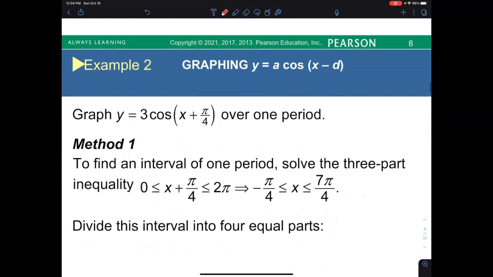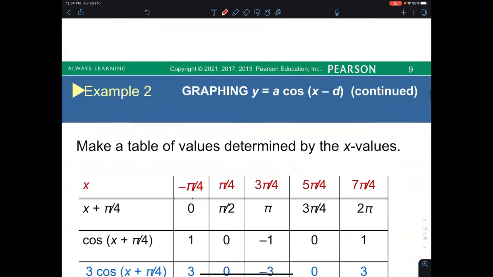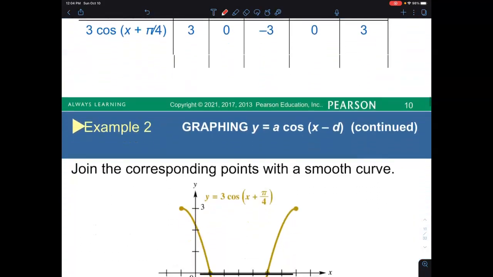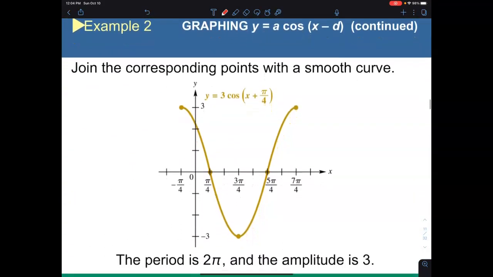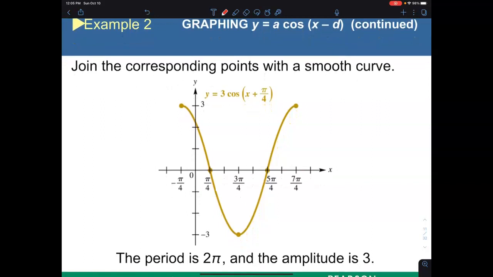So here they have an example where it was shifted left by pi over 4. But also because of this, we have the amplitude, instead of being 1, has now grown to 3. And so they should have shown that two-step process. Here's the shifting. And now you can see it's a bigger version of the one period of the cosine function. So it's got an amplitude of 3, but also it's been shifted to the left by pi over 4. And I'll leave you guys to look over that in more detail.